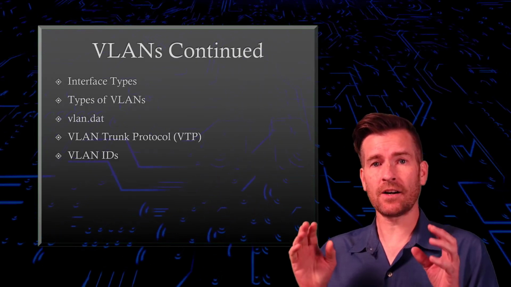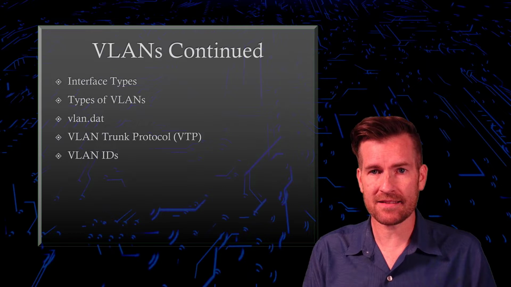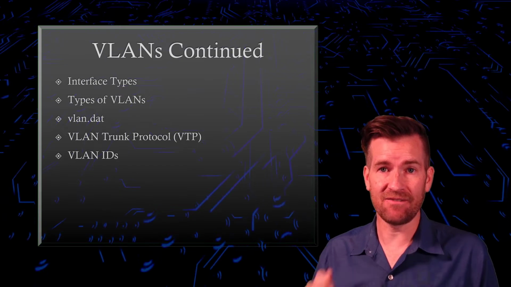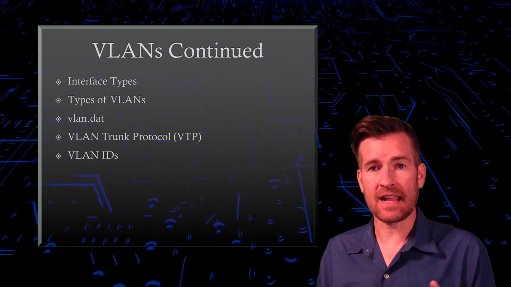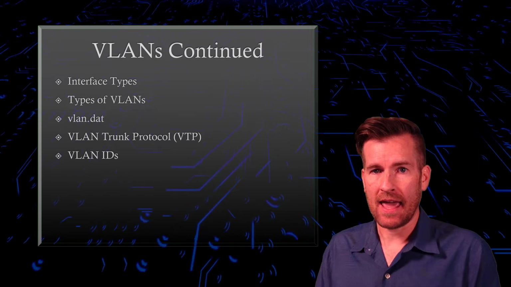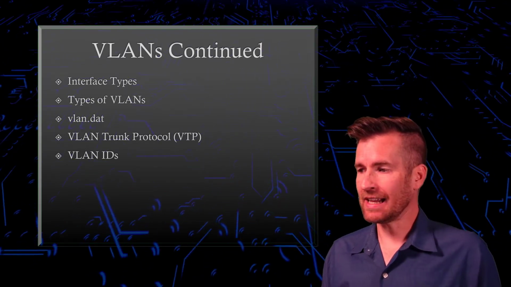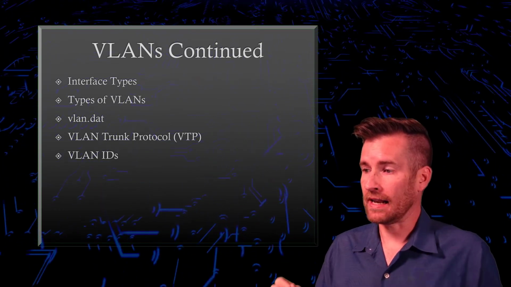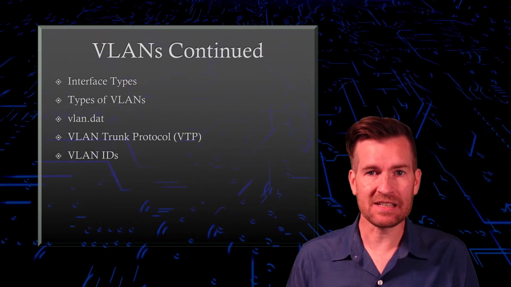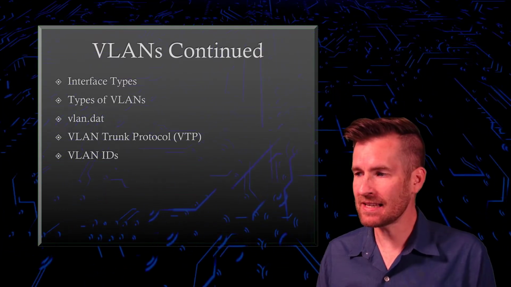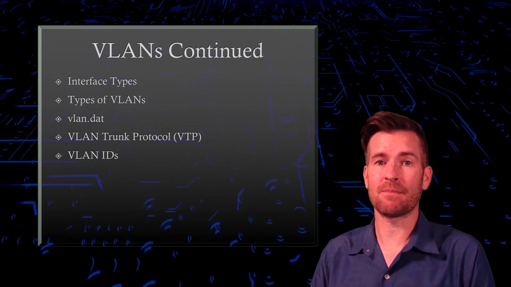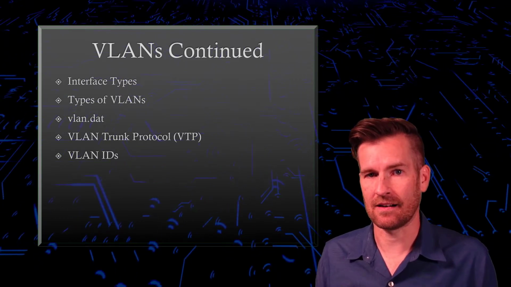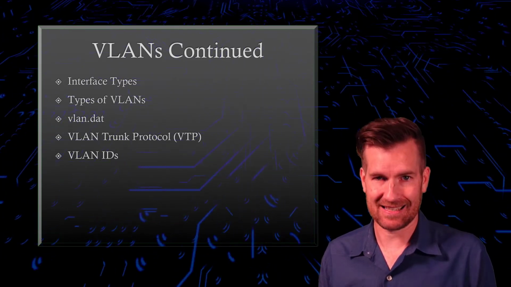So in this video, we're going to start out by talking about interface types. What's an access port? What's a trunk port? What's an SVI? And then we're going to get into types of VLANs. What are the different types of VLANs that you would assign on your network, and what does that look like? Then we're going to get into the VLAN.dat file and just briefly talk about it. We'll get into VLAN Trunk Protocol, or VTP, and talk about what VTP is. And then we'll finish it off by talking about VLAN IDs and some of the ranges in VLAN IDs that you can assign to your different VLANs.